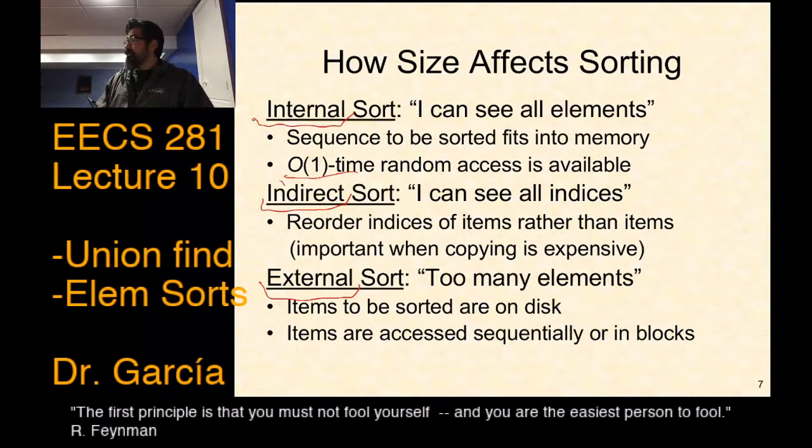Oftentimes, if you're doing big data, talking terabytes and terabytes of data, and you need to sort that data, if you're going to buy a computer that has terabytes of RAM, that would run you a pretty penny. But if you just have a cluster of smaller machines, that is way cheaper. And then how would I go about sorting all this data that lives in a bunch of different machines?